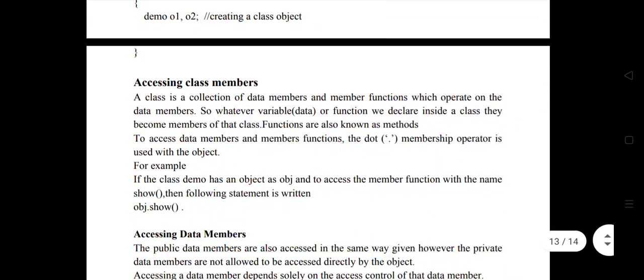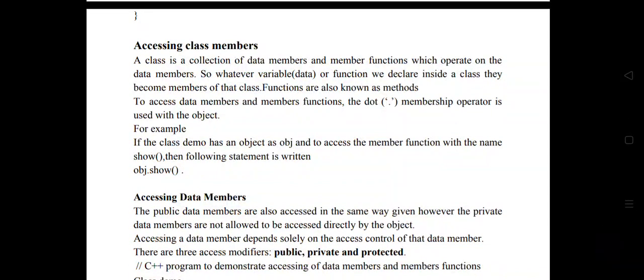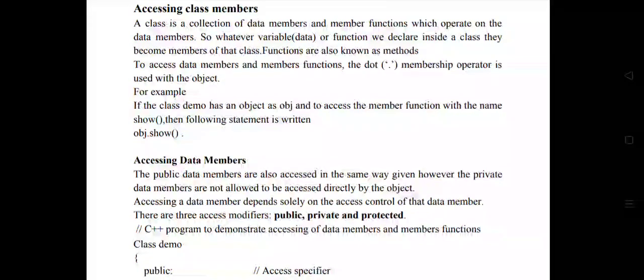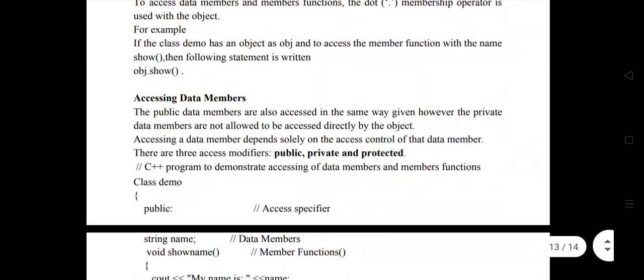So class members are obviously data members and member functions. How are we going to access the class members? A class is a collection of data members and member functions. Whenever we declare a variable or a function inside a class, they become members of that class. Functions are also known as methods, and with the help of the dot membership operator we can access the data members and member functions of the class outside the class scope.